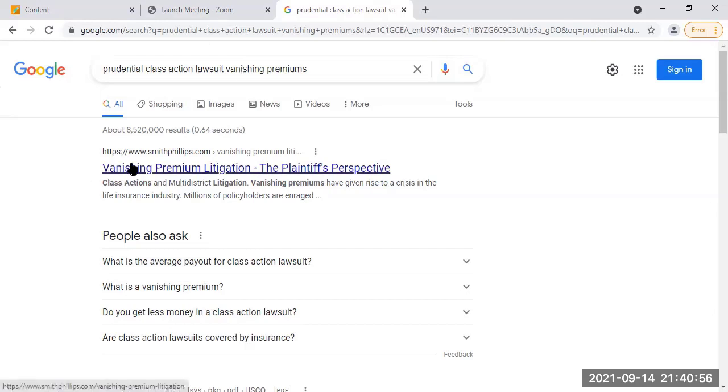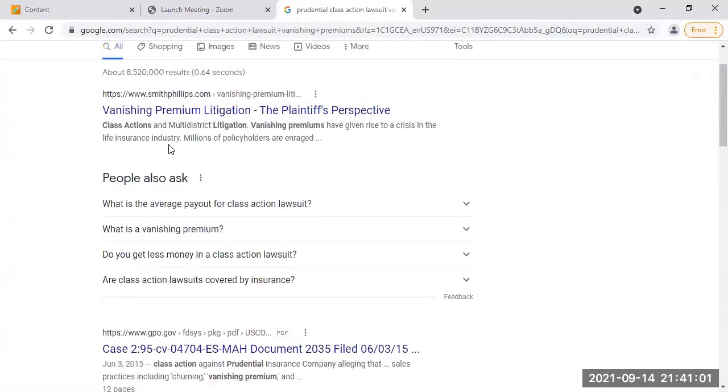Vanishing premium litigation, the plaintiff's perspective. So maybe I should go to this guy's website and sue this company. But anyway, it's a huge issue for this industry.